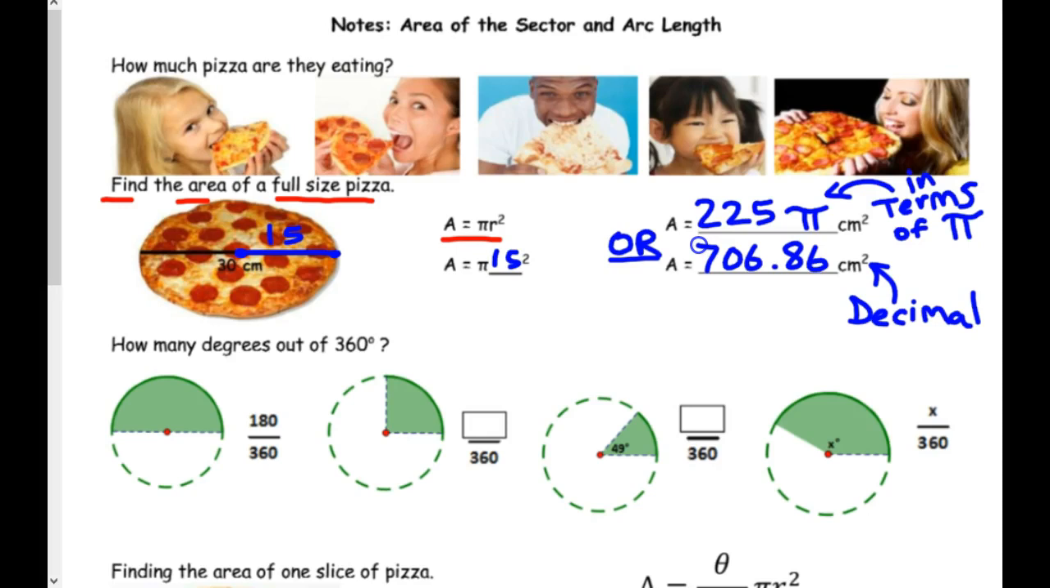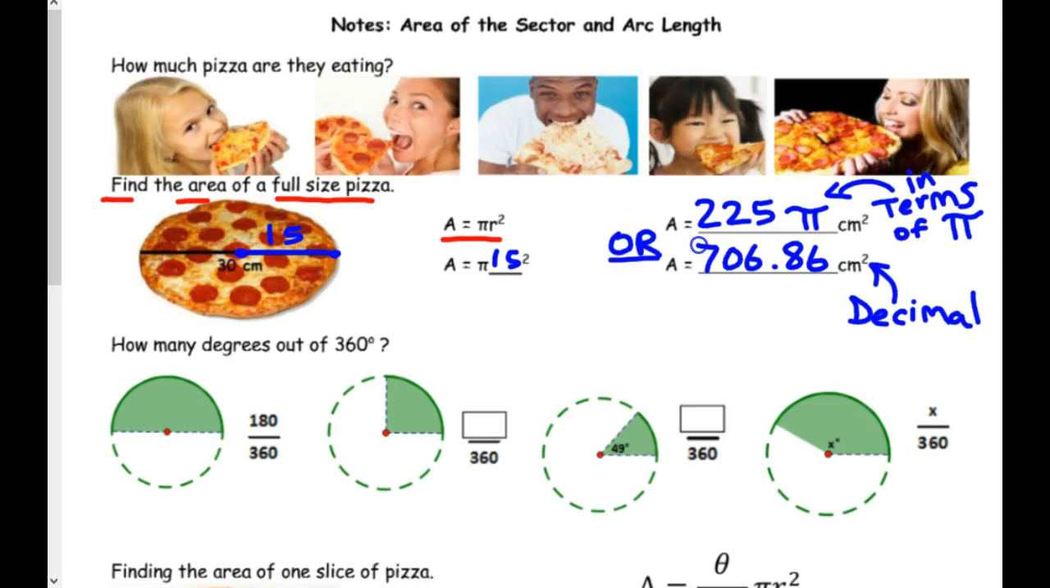Just sometimes I'm going to ask you to do one or the other. So if I say, give me the decimal, type the pi. If I say terms of pi, do not type it, you write it, okay? So I'm not trying to make this more confusing. This is just stuff you see beyond geometry. Algebra 2, it makes things nice and neat without decimals, okay?